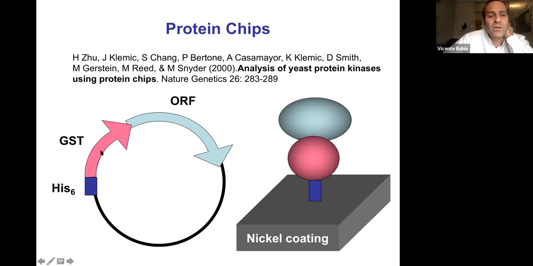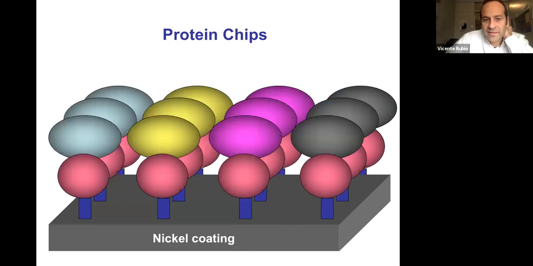all fused to an affinity tag. In this case, it is GST, and another secondary one, which is 6 repeats of histidine, that in this example will allow immobilization of the resulting proteins to this nickel-coated platform. So what you get is this collection of proteins, all organized in that platform.